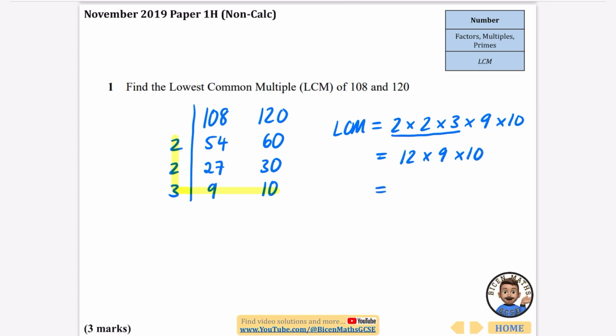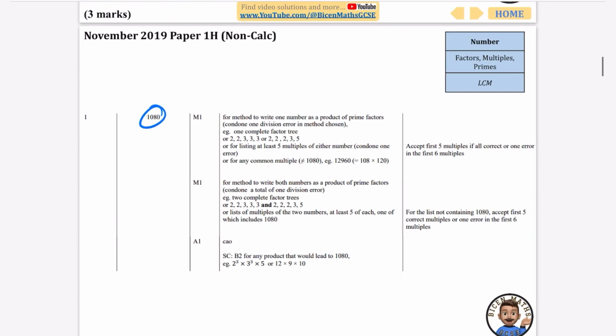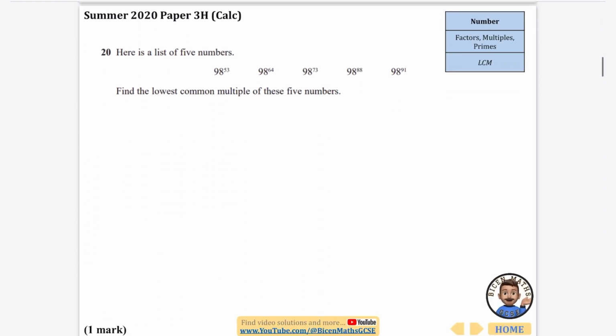Well, 12 times 9, I can do like this. 9 times 2 is 18. 9 times 1 is 9, plus the 1 is 10. So that's 108 is 12 times 9, and I'm multiplying it by 10. So the lowest common multiple is 1080, which is the correct answer. Loads of ways of doing these, it's just the way I think is the easiest.